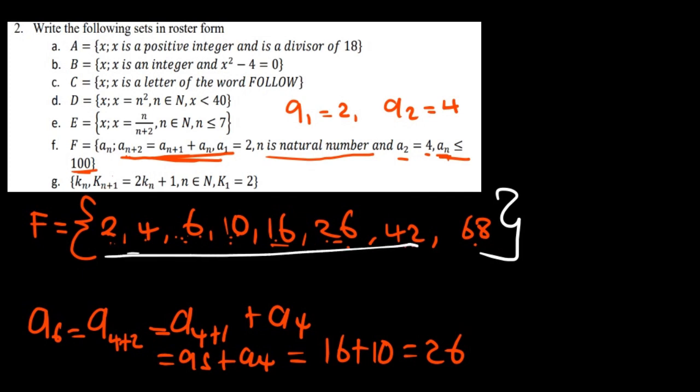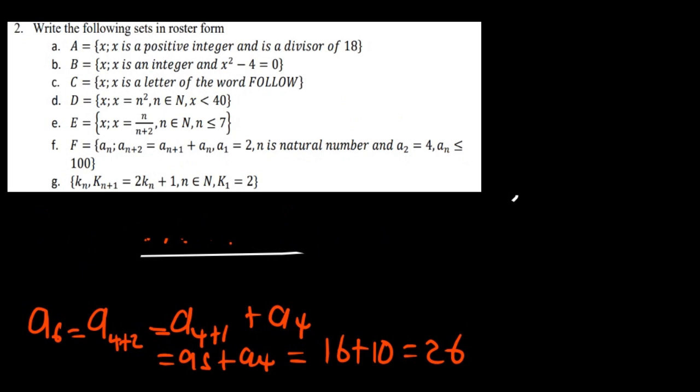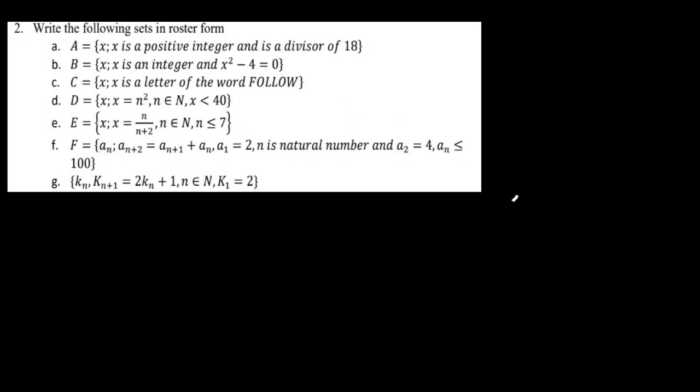So this one here will be our set F. Let us do the last set here, which is set G. We also have some formulas there to consider. So set G, they're saying it's a set of all kn such that kn plus 1 is equal to 2kn plus 1, where this n is a natural number, and k1 is equal to 2.